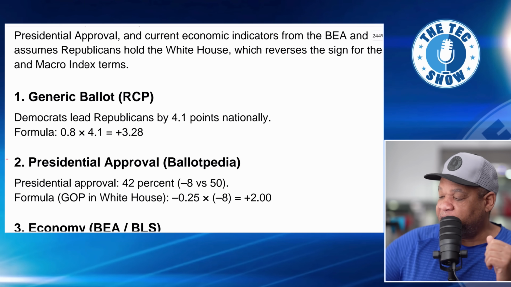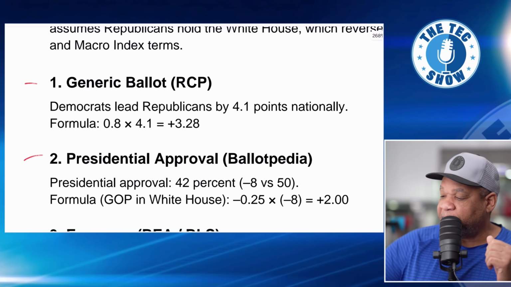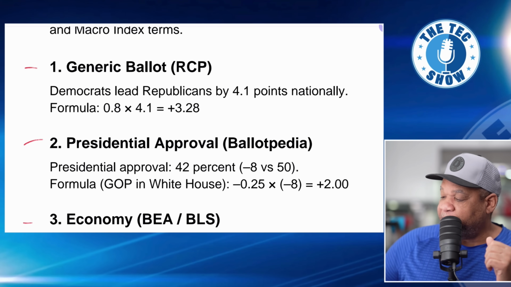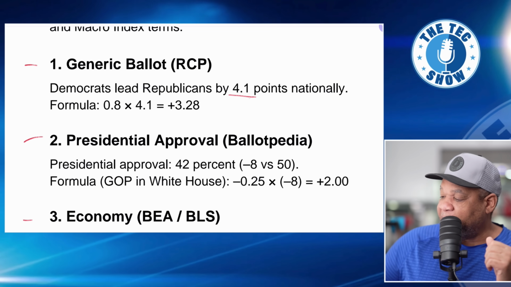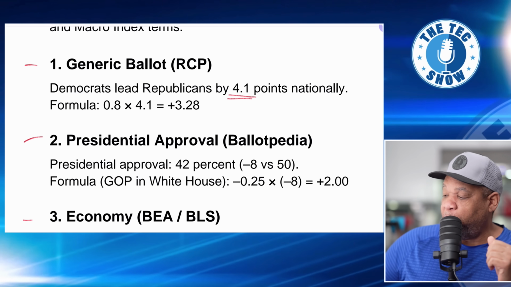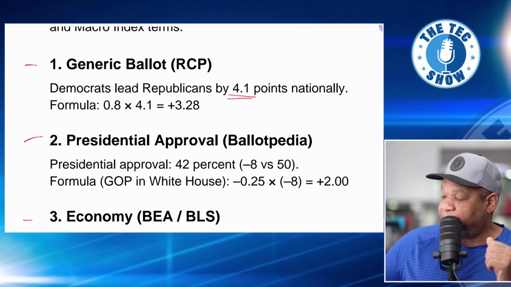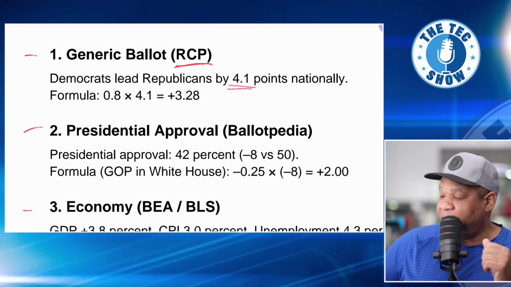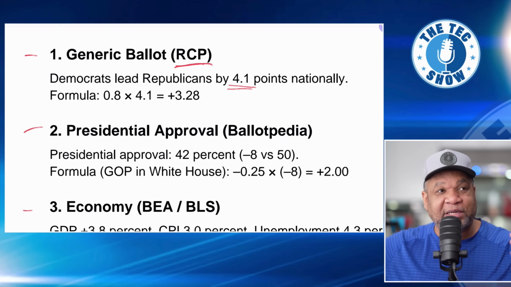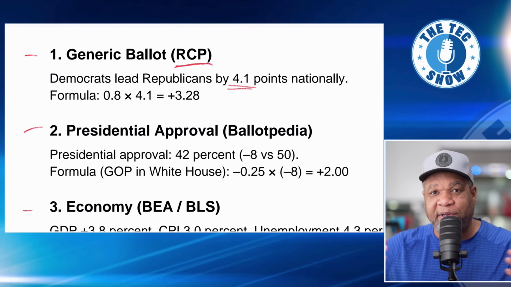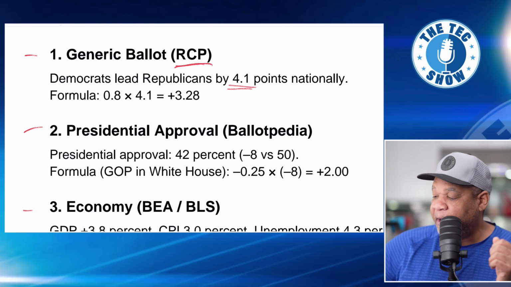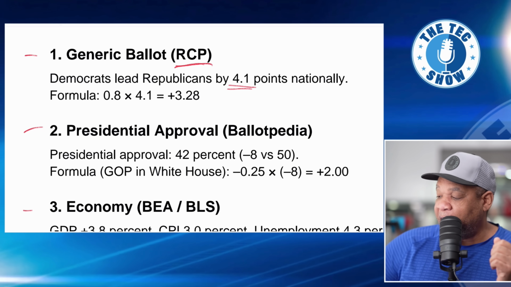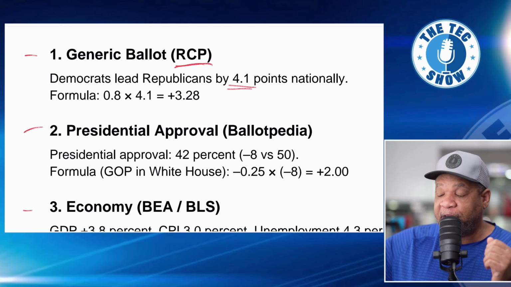Okay, so first thing we're looking at, generic ballot. Right now, Democrats are at 4.1, and this is according to Real Clear Politics. That's where we're getting this information from, okay? So 4.1, it was down to as low as, I think, 1.6 when I started doing these just about 4 weeks ago. And so now we're at 4.1, so it's moving up.